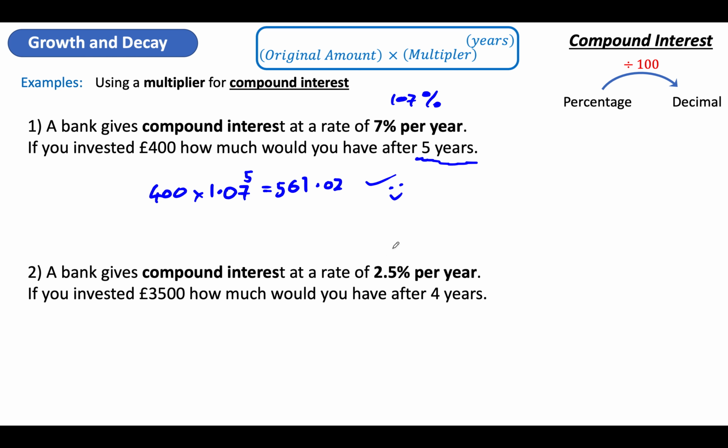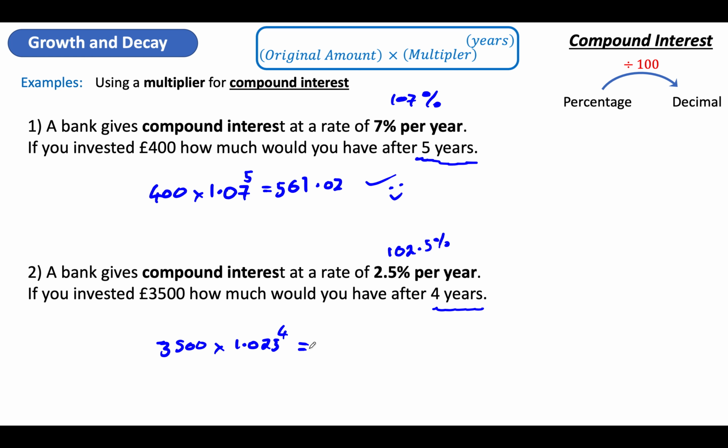3,500 at 2.5%. Right, so once you've increased it, you will have 102.5%. So as a multiplier, there's my original amount. As a multiplier, it will be 1.025. How many repetitions? Well, it's 4 years worth. So 4 repetitions, so power of 4.